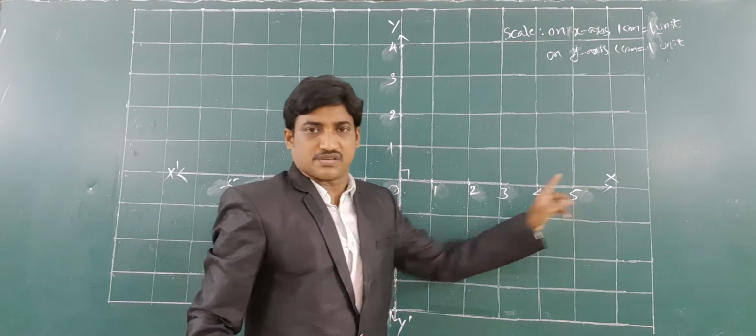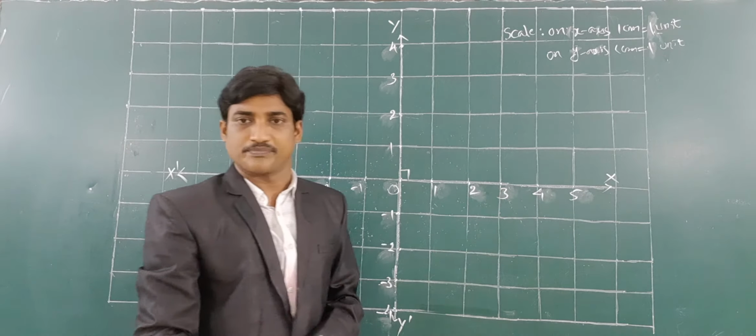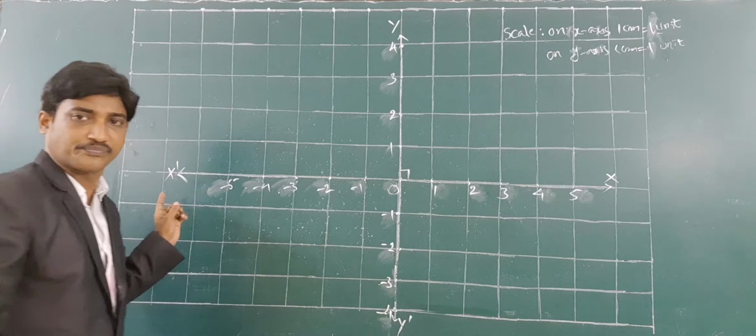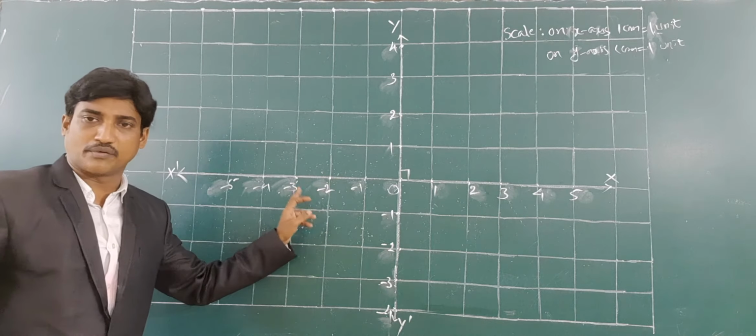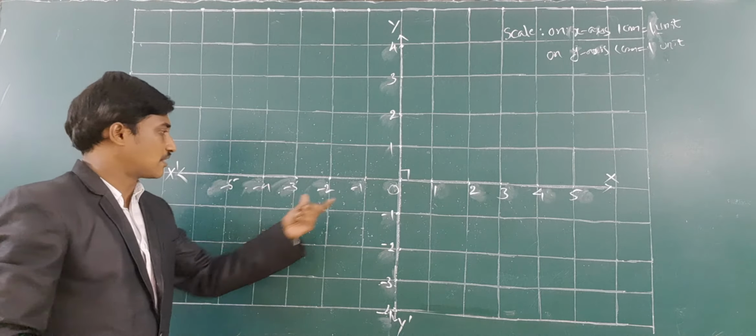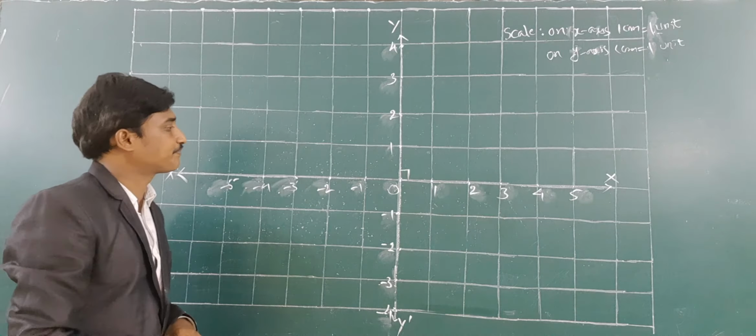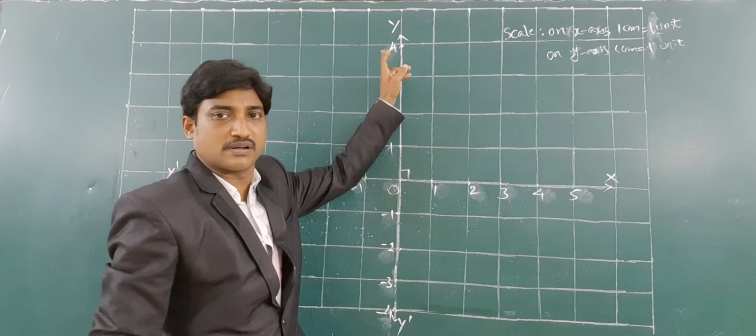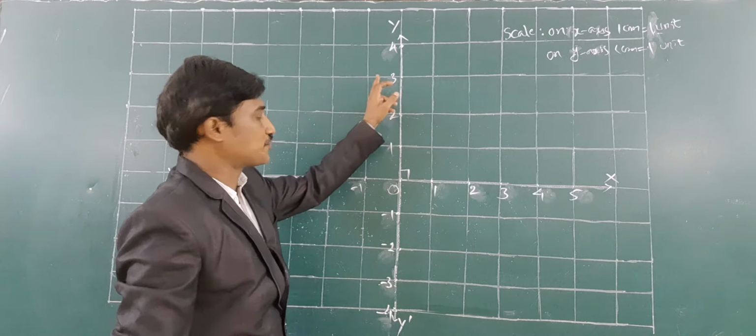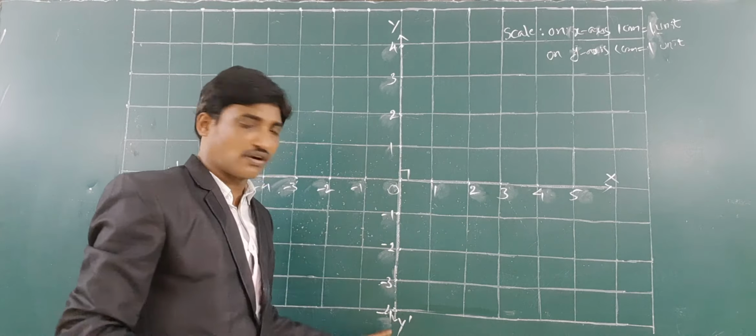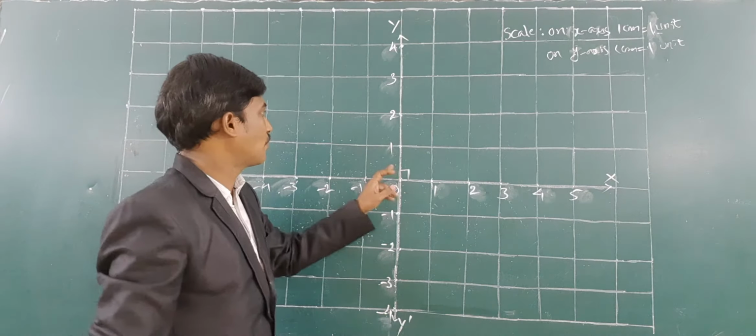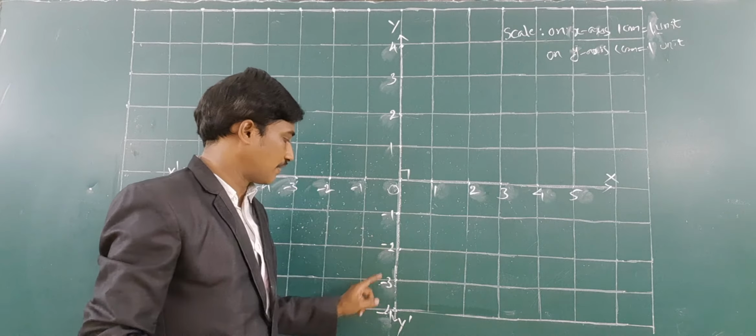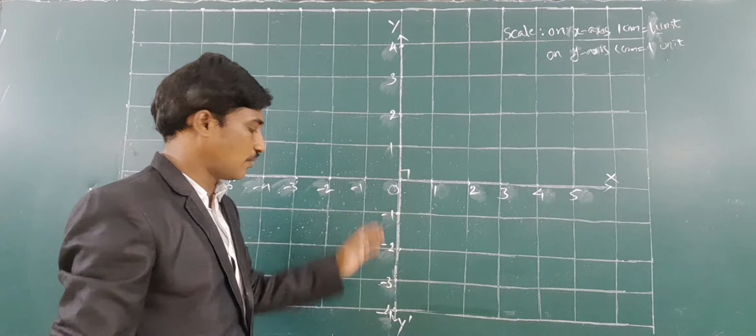Along OX, we took positive numbers, so OX is called the positive x-axis. Along OX', we marked negative numbers, so OX' is called the negative x-axis. OY is called the positive y-axis, as upward we marked positive numbers. OY' is called the negative y-axis, as we mark negative numbers here on OY'.